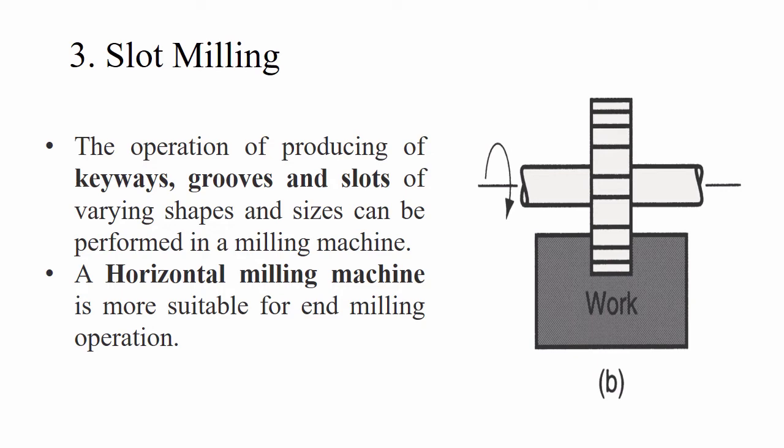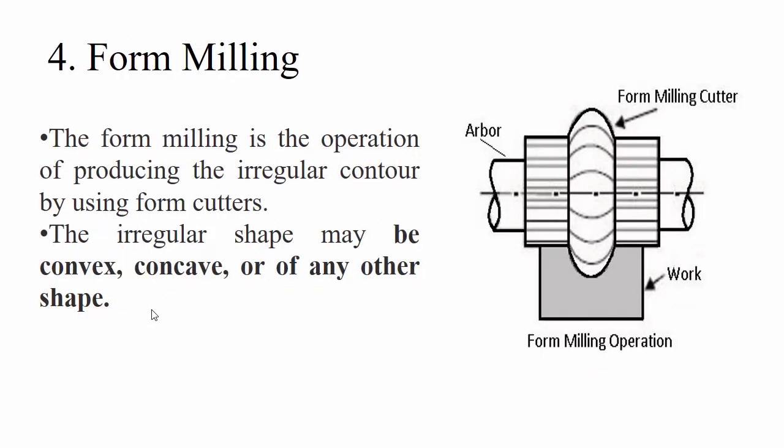Once the tool starts rotating, if you feed the work against the rotation, it removes the excess material from the workpiece. Again, the products produced are generally of rectangular surfaces. This is about slot milling.